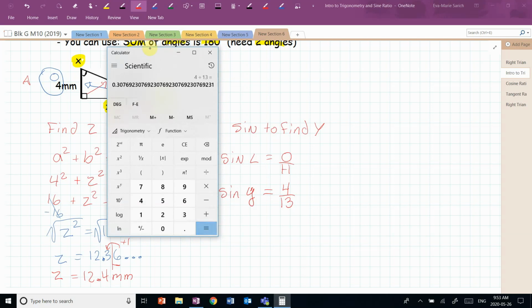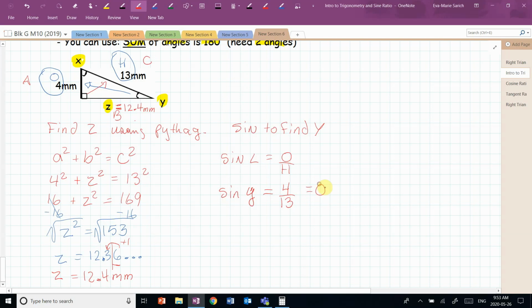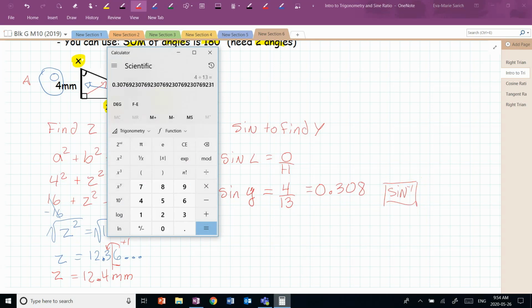And we get 0.373076. We're going to round that, so this becomes 0.308. Now if we want the angle, we need to use the inverse of sine. So we're going to use sine -1 to find the inverse. Let's go back to our calculator. Clear it, and I'm going to punch in 0.308.